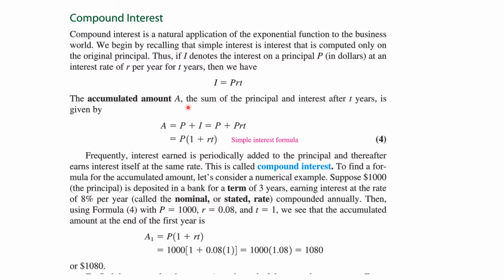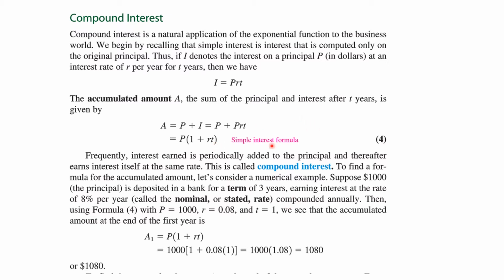Now the accumulated amount at the end of T years is equal to the principal plus the interest, and the interest we found was PRT. So you see we have P in both places, so we can factor P out. We get A is equal to this formula. That is the simple interest formula.